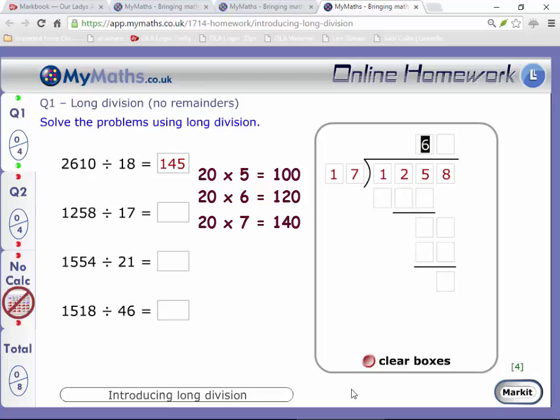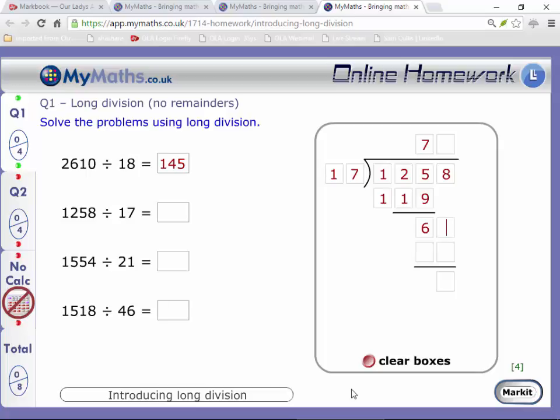And put in a 7. 7 times 7 is 49. Carry the 4. 7 ones are 7 plus 4 is 11. That looks better. Because 19 from 25 leaves me with 6, and 6 is less than 17, which is good. Still got the 8 to deal with, so I'll bring the 8 down. I'm not finished until I get rid of that 8.